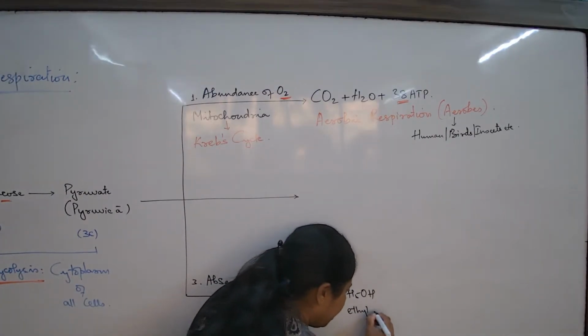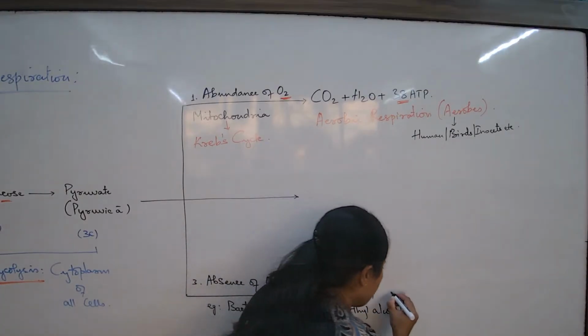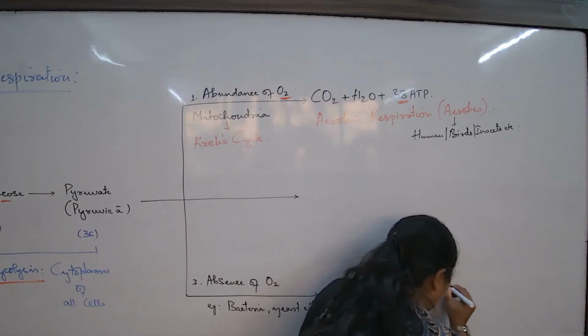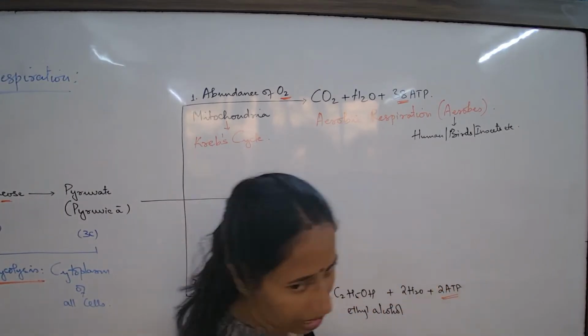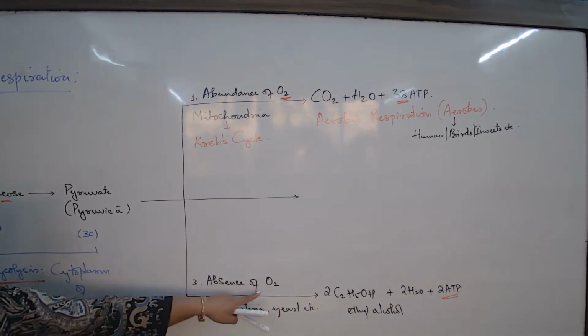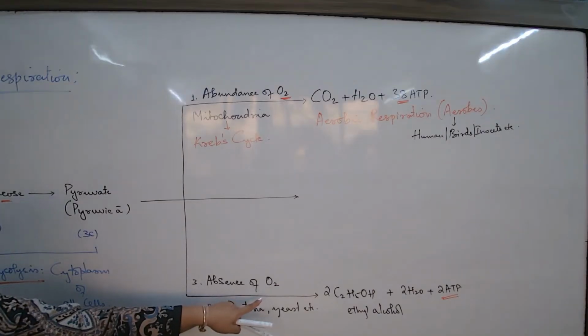That would be the prominent product in them, ethyl alcohol or ethanol, and then a small amount of water and a very, very small amount of energy, that is 2 molecules of ATP. So if the cells do not have oxygen, do these cells have mitochondria? No, they don't have mitochondria. That's the reason: no mitochondria, no respiratory organs. That's the reason, absence of oxygen.